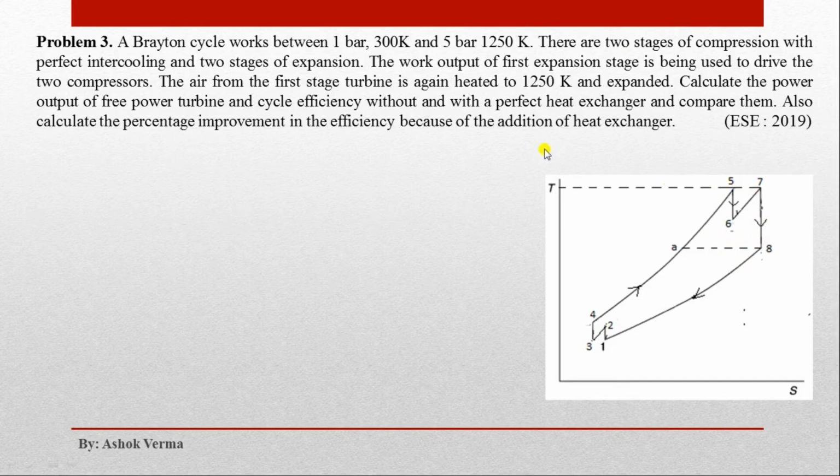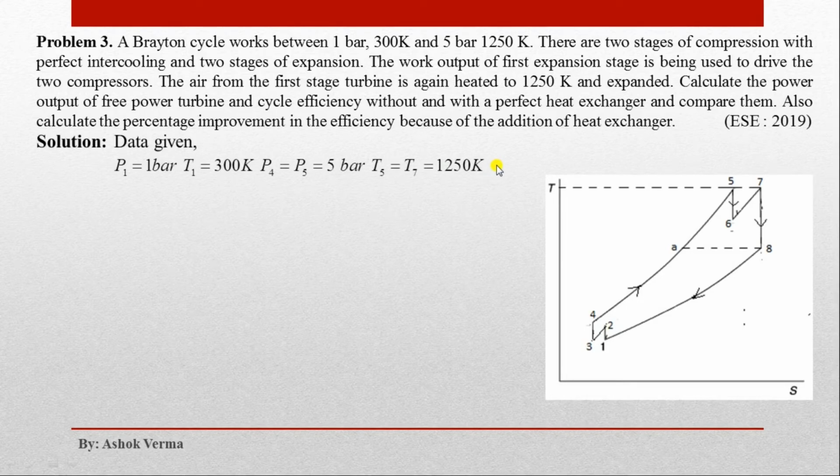So first of all you have to note down all the given data, that is P1, T1 and P4 equal to P5, that is the 5 bar pressure, and T5 and T7 are equal to 1250 Kelvin.